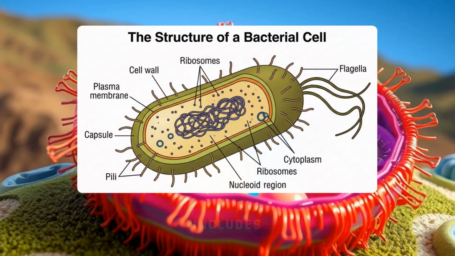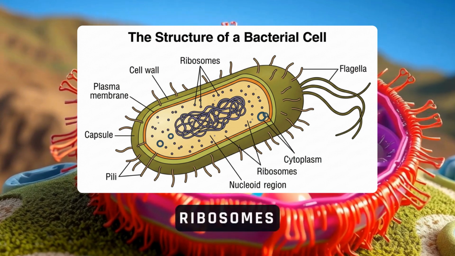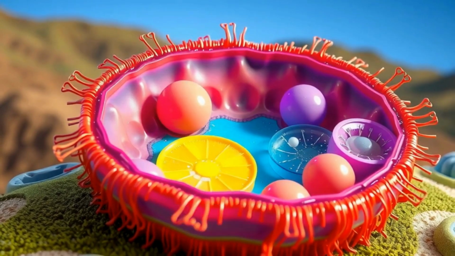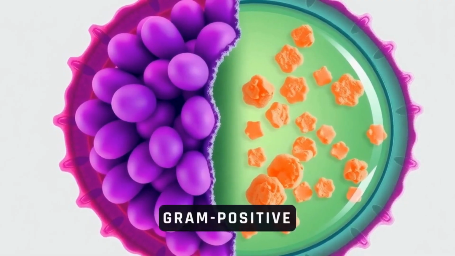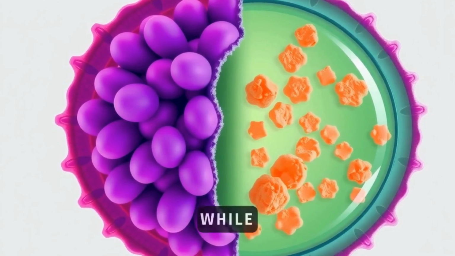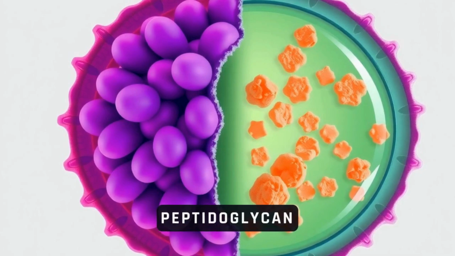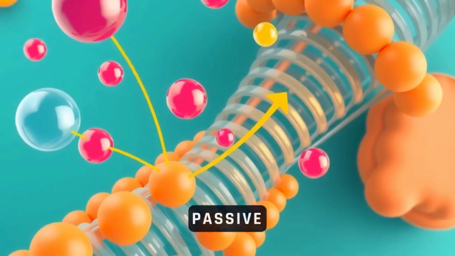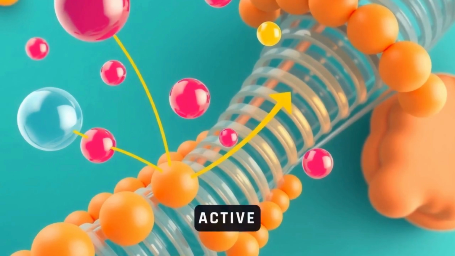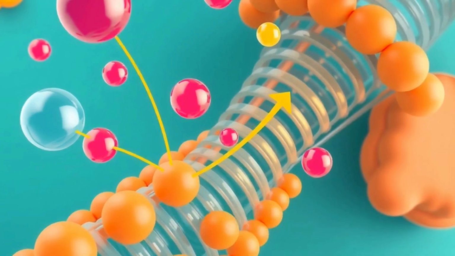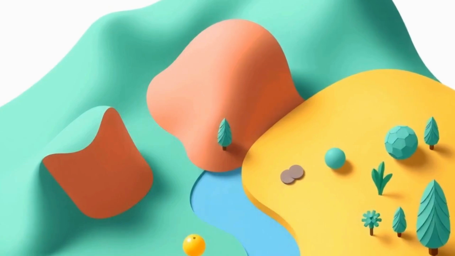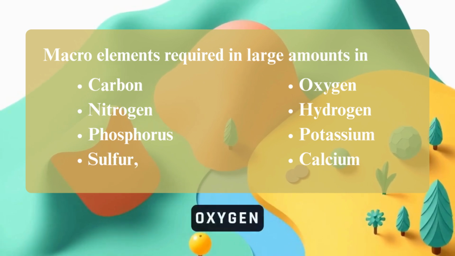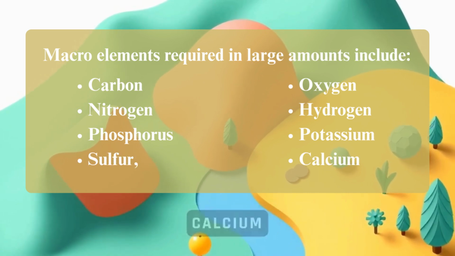A typical bacterial cell includes a cell wall, cytoplasm, ribosomes, a nucleoid region, and sometimes flagella or pili used for movement and surface attachment. Cell walls vary widely. Gram-positive bacteria have thick peptidoglycan layers, while gram-negative bacteria possess thin peptidoglycan plus an outer membrane with lipopolysaccharides. Nutrients cross the cell envelope by passive diffusion, facilitated transport, active transport systems, and specialized channels such as porins in outer membranes.